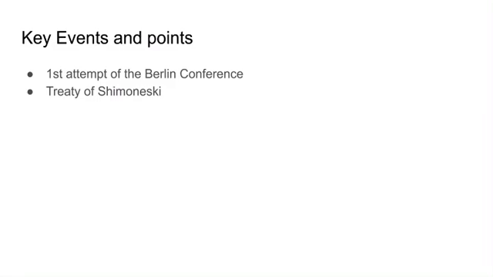In the second attempt, the Treaty of Shimonoseki gave Japan control over Port Arthur, Taiwan, and Korean Peninsula. The Triple Intervention was also created to stop Japan from having land after the First Sino-Japanese War. And that's the end of this section and the video.